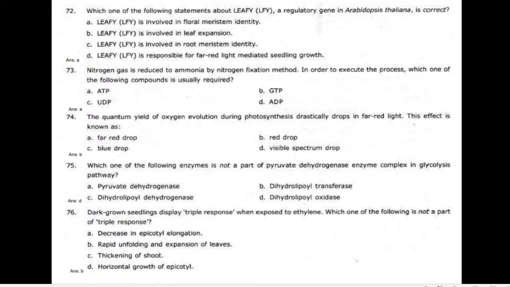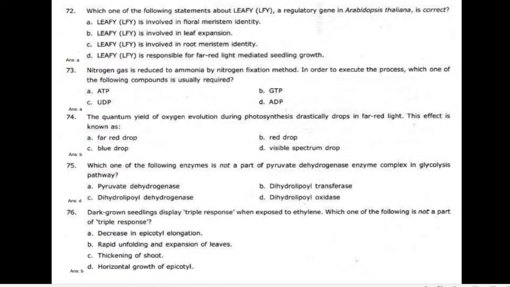Okay, the next question is on the concept called nitrogen fixation. Nitrogen gas is reduced to ammonia by the nitrogen fixation method. In order to execute the process, which one of the following compounds is usually required? For nitrogen fixation, we want to understand the pathways involved. In the nitrogen fixation pathway, ATPs are used.